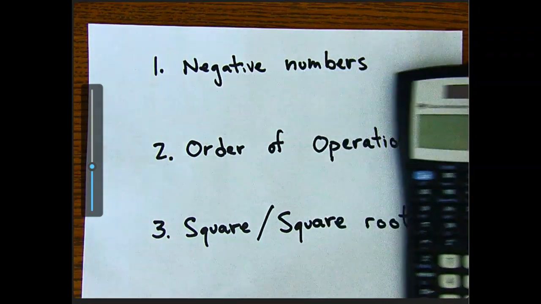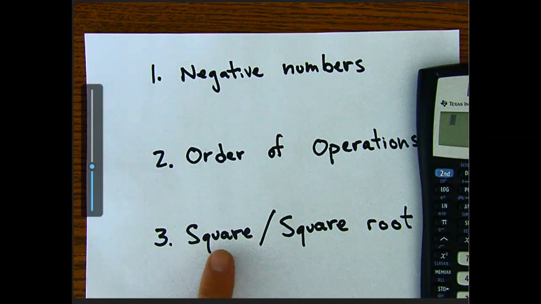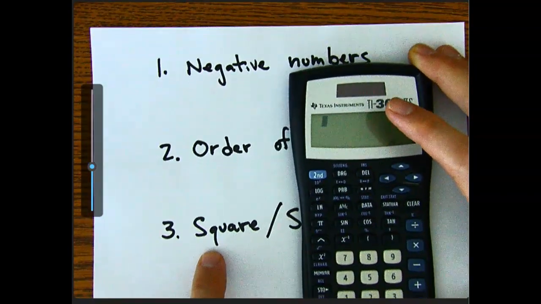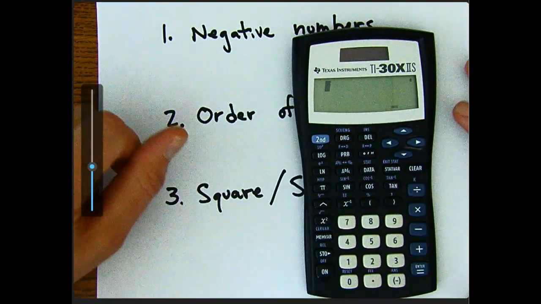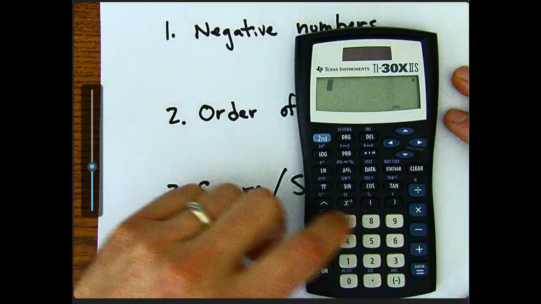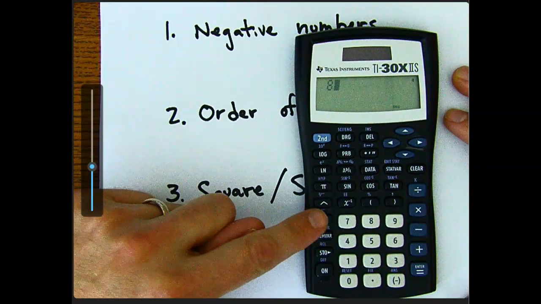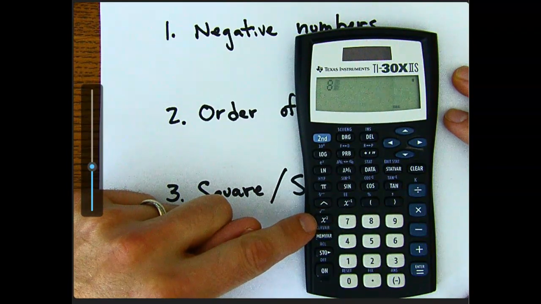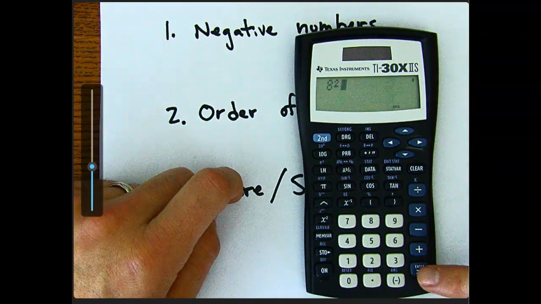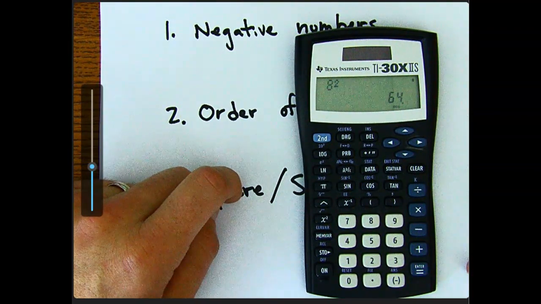And then finally, the last thing we'll talk about is squaring and square rooting. If you want to square a number with this calculator, you just take whatever number you're trying to square. Let's say I'm trying to square 8. There's this button right here that says x squared. If you just hit that one and then hit equals, you'll get the square of that number.